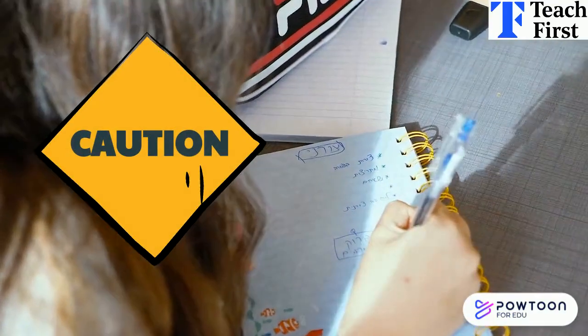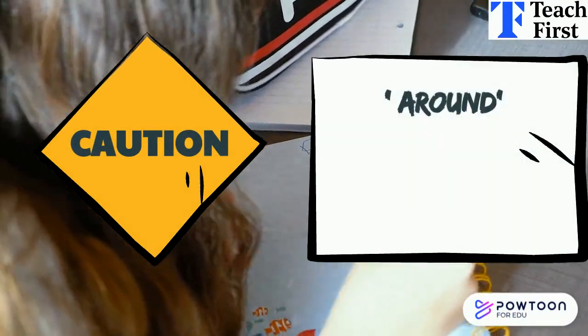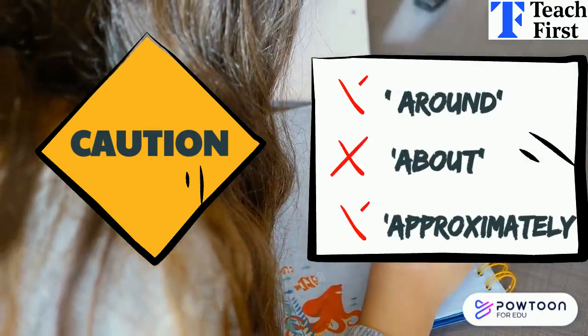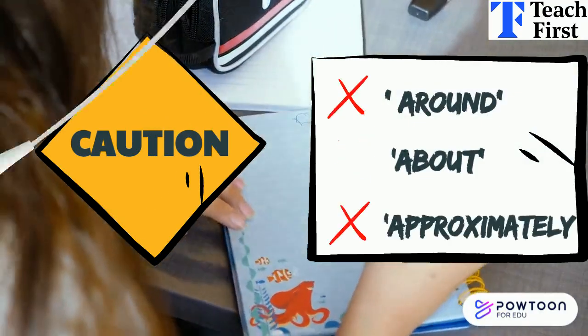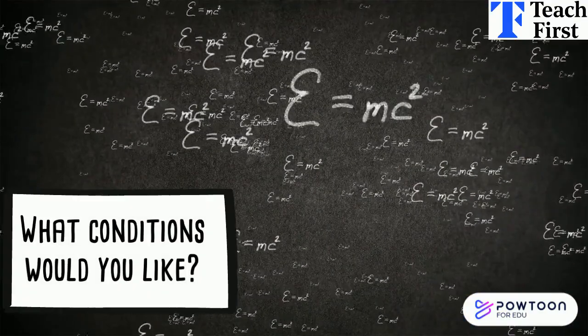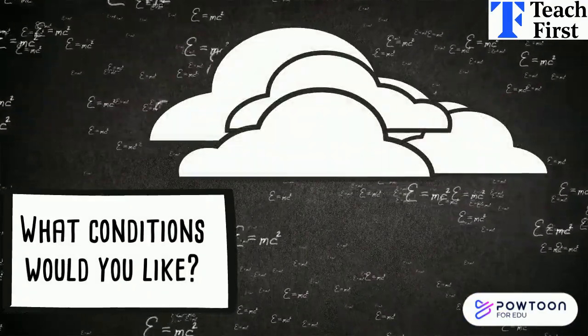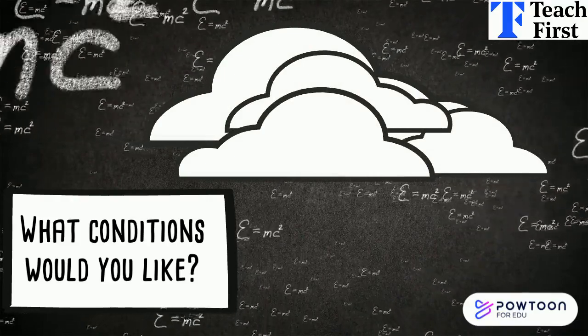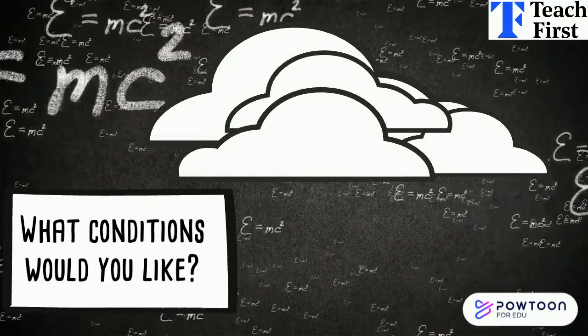Be careful not to generalise here though. Using imprecise terms such as around, about or approximately impede the quality of your instructions. Often trainees make the error of using terms which are not clear. This is particularly the case when outlining what conditions you'd like to see when students are working.